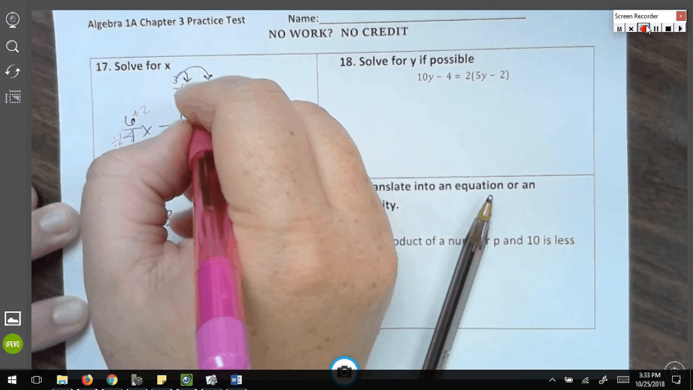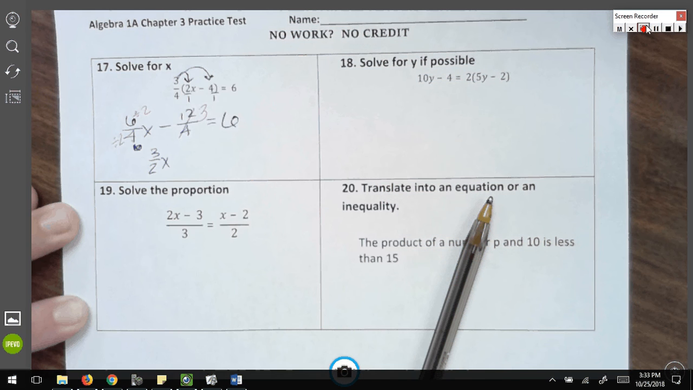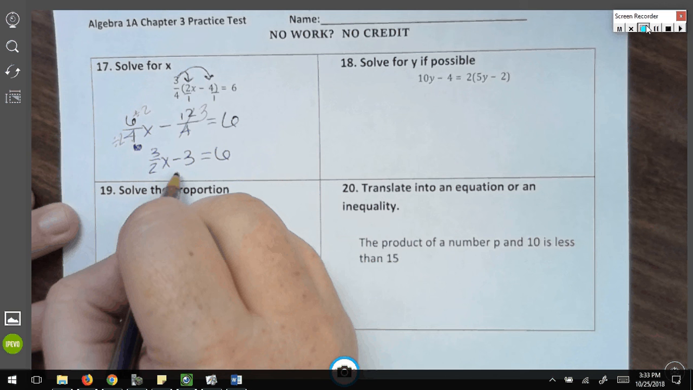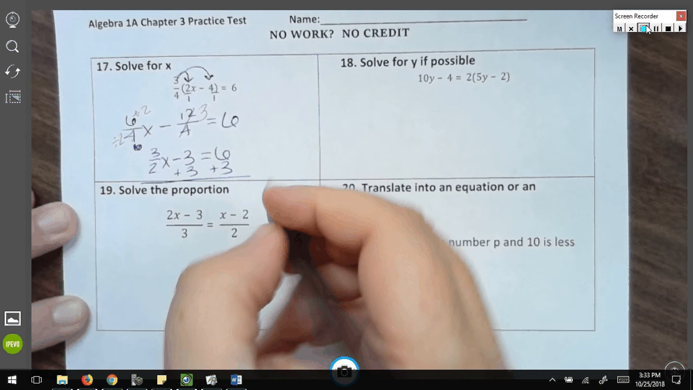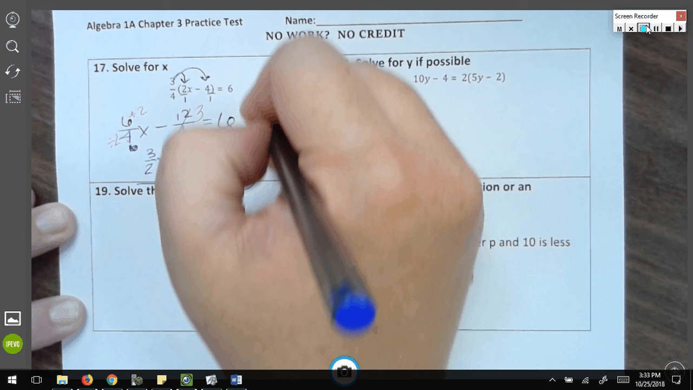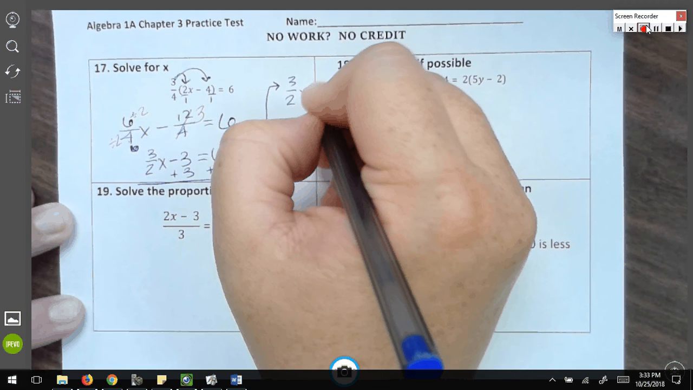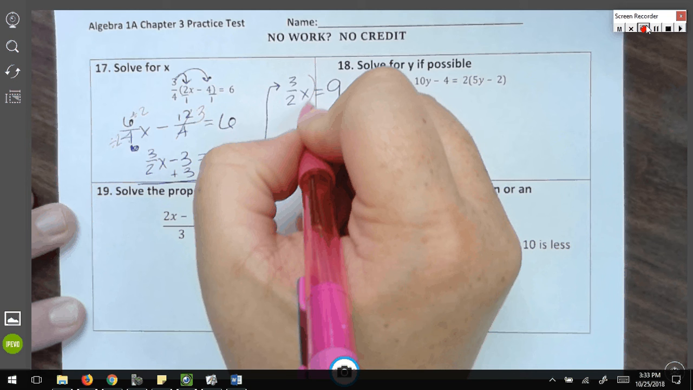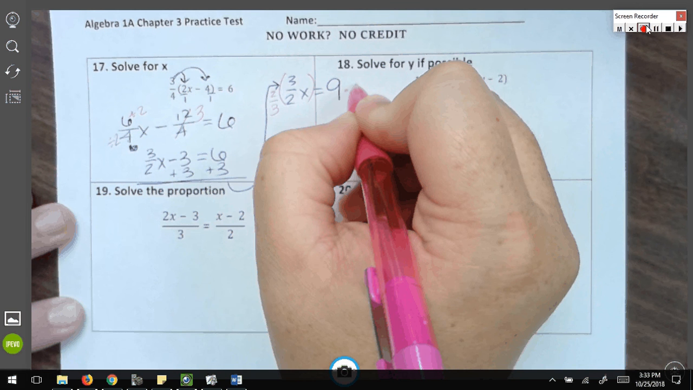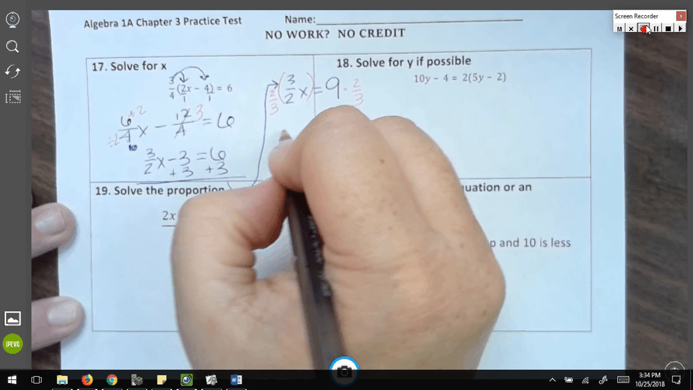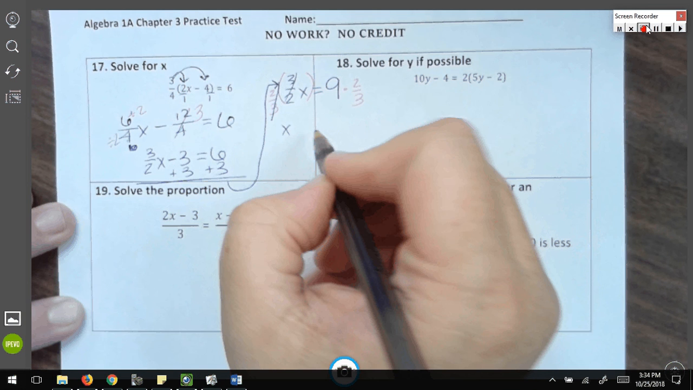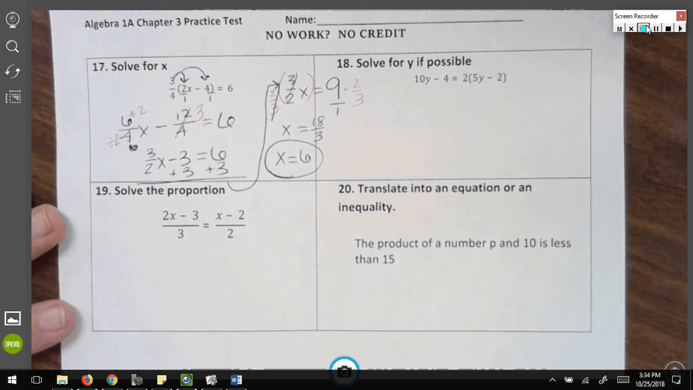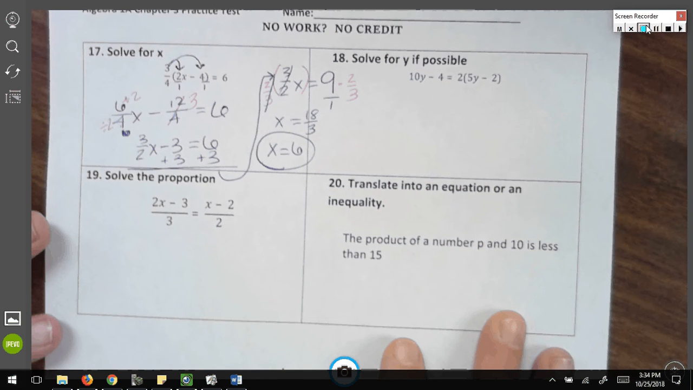This is actually 3. Minus 3 equals 6. Now it's an easy solve. I'm going to add 3 to both sides. Run out of room here a little bit. Let me come right over here. So I have 3 over 2x equals 9. Okay, and to get rid of that fraction, I want to multiply by the reciprocal, so I'm going to multiply by 2/3. And I get, these are gone, I get x equals 18 over 3, which is 6. Okay, one more solve here, number 18.